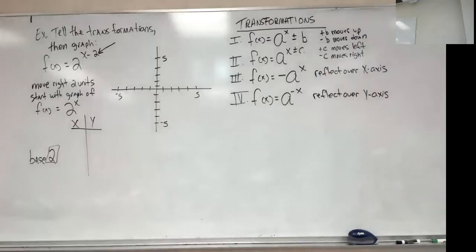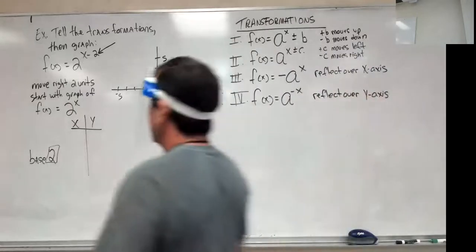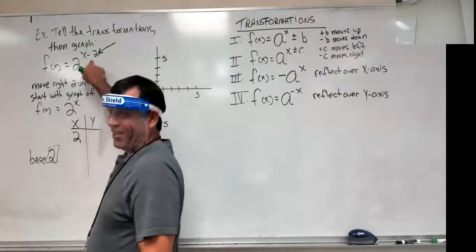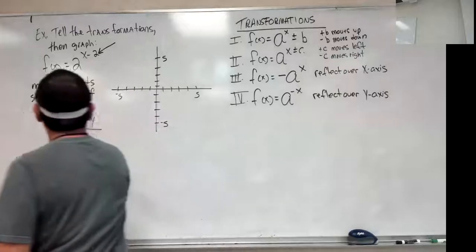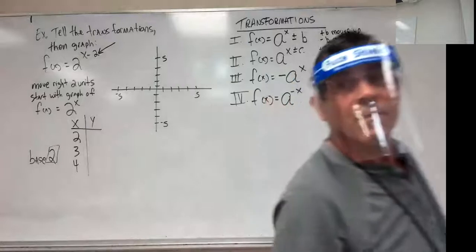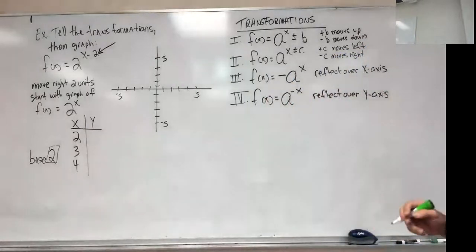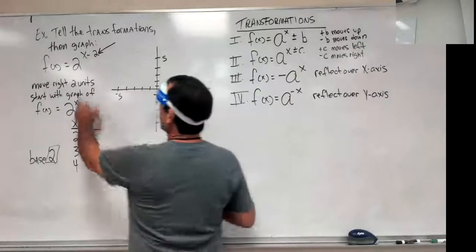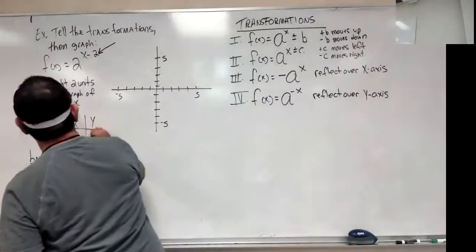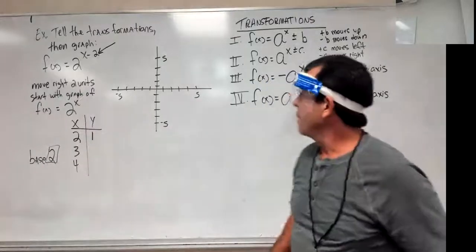So I would be pickier on my numbers on this one. My smallest x I would probably pick would be a 2 on this one, unless you want to deal with negative exponents, right? And then I'd probably pick a 3 and then a 4. So if we put a 2 up here, 2 minus 2 is 0. 2 to the 0 is still going to be a 1, right?